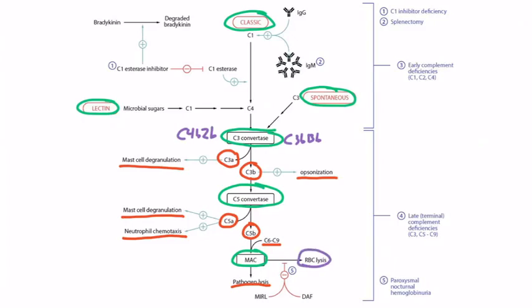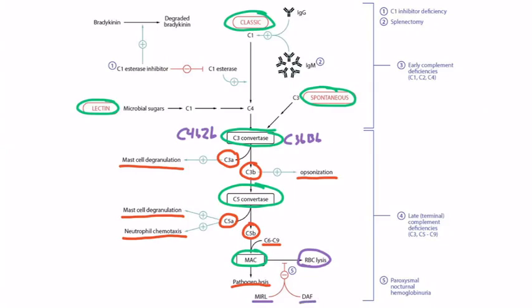Thankfully, our body has a way to prevent this from occurring, and that is through two surface proteins called membrane inhibitor of reactive lysis, or MIRL, as well as decay accelerating factor, or DAF. As illustrated here, these proteins will combat the membrane attack complex on the red blood cell membrane and prevent red blood cell lysis.